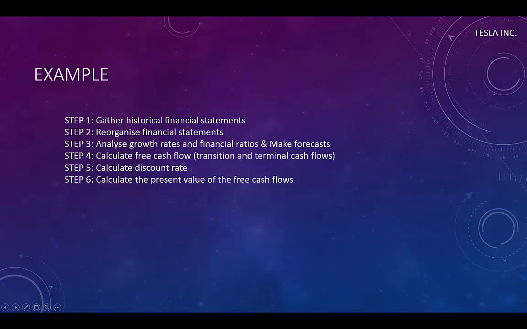In this example, we're going to go through 6 separate steps. First, gather the income statement, balance sheet, and a statement of cash flows. The original financial statements issued by the firms are quite large and contain a lot of information. We are going to simplify and reorganize the financial statements to make them more suitable for valuation purposes.